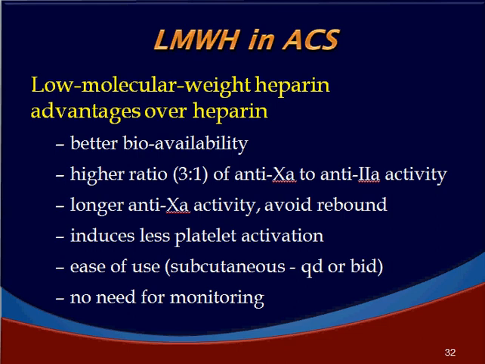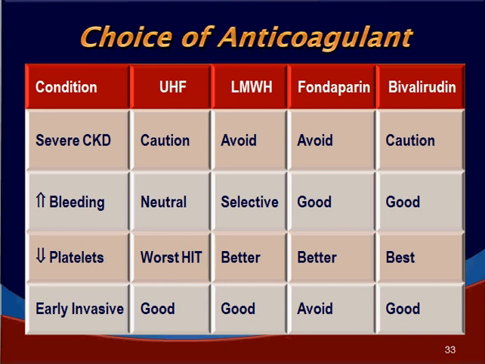I told you that the most important drug to be used is enoxaparin. Out of the 4 classes of anticoagulants we have, which one do we choose? Unfractionated heparin, low molecular heparins, fondaparinux, bivalirudin. When there is severe CKD, we cannot use conventional heparin. We can use it, but with caution. Whereas we cannot use low molecular heparins or fondaparinux, and of course with caution we can use bivalirudin. When there is an increased risk of bleeding, unfractionated heparin is neutral, low molecular heparin is neutral, while fondaparinux and bivalirudin are selective and very good in the presence of increased risk of bleeding.